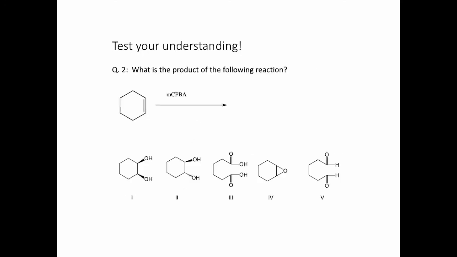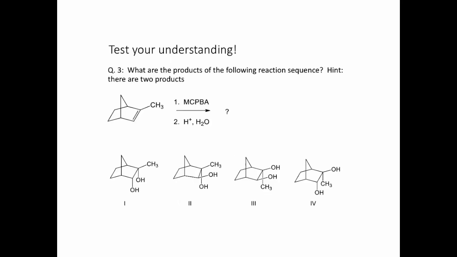In this reaction, we're starting with this cyclohexene and we're reacting it with MCPBA, meta-chloroperoxybenzoic acid. What will the product be? 1, 2, 3, 4, or 5? Now we have another reaction with MCPBA as the first step, but notice we've got a second step, acid and water. What are the products of this? And the hint is that there are going to be 2 products from the options shown.